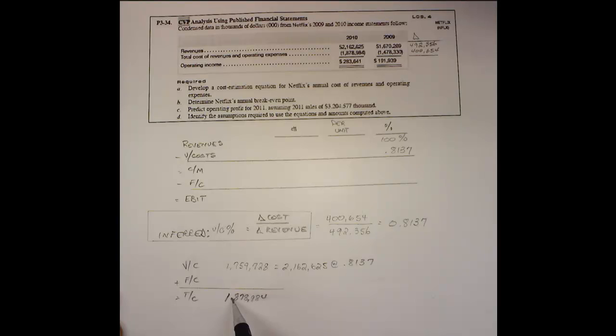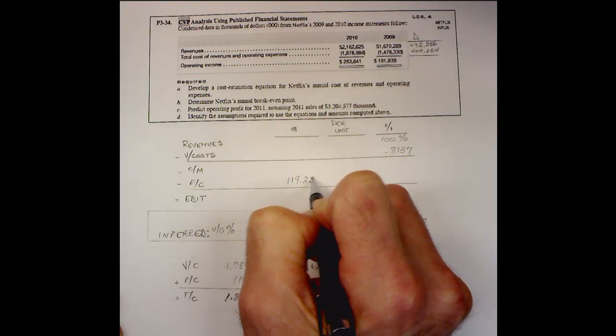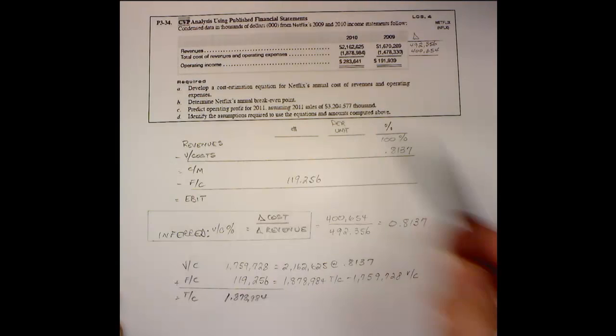Variable cost plus fixed cost equal total cost. So total cost less variable cost will give us the fixed costs. So taking the $1,878,984,000 of total costs and deducting the variable cost of $1,759,728, variable cost will produce the fixed cost of $119,256. This amount is what we can insert in the table to indicate what the fixed costs would be. And we can use this relationship to figure the break-even, which is the next point.